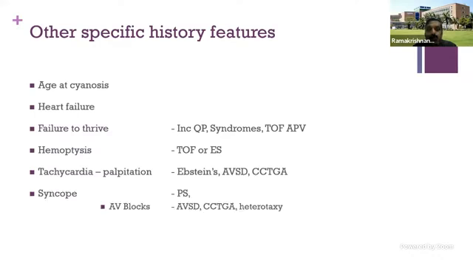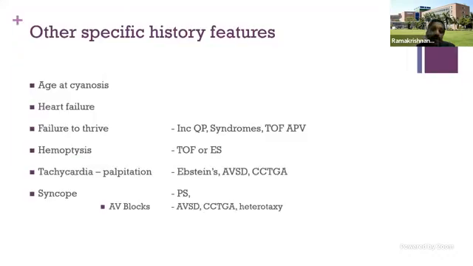So you should think of these differential diagnoses. Syncope can occur commonly in PS with intact septum, or rarely in tetralogy and Eisenmenger syndrome. But if you're thinking of AV blocks, again, the common ones are AV canal defect, CCTGA, and heterotaxy syndromes. So these three remain causes of both AV block as well as tachycardia and palpitation, whereas Epstein gets added as a common cause of palpitation.